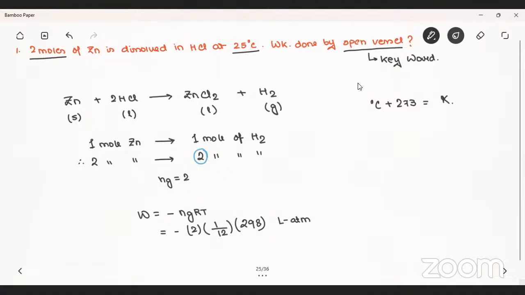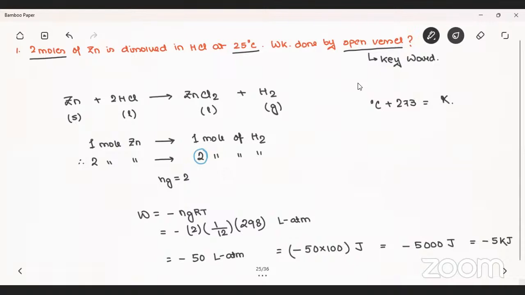2650. Almost. I'm just saying almost. I'm not doing exact calculation. Okay, so minus 50 liter atom. So minus 50 into 100 into joules. So minus 5000 joules is equal to minus 5 kilojoule.